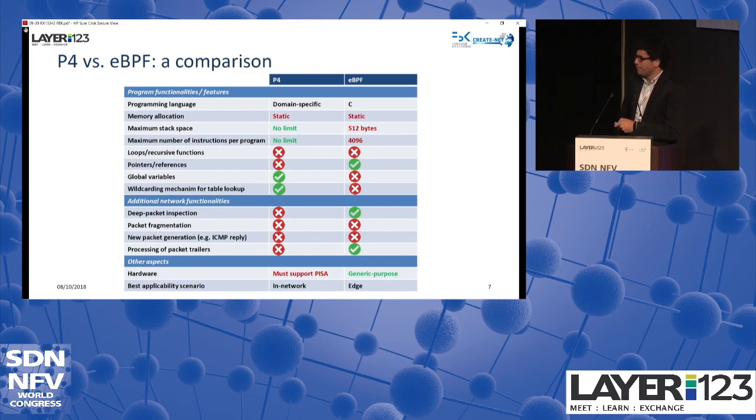Then there is another important aspect that is related to hardware. While eBPF runs on general-purpose hardware, it must be equipped with a recent version of the Linux operating system. Hardware for P4, of course, must support the PISA architecture that I showed before.